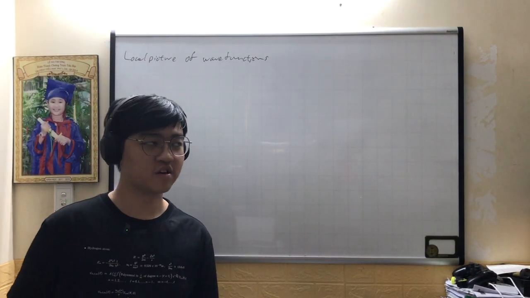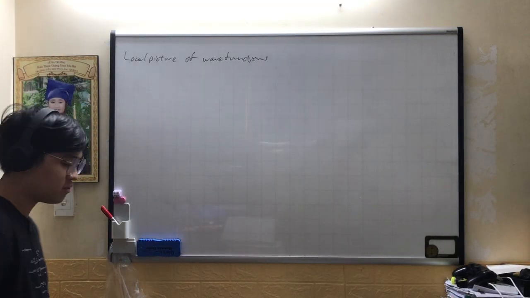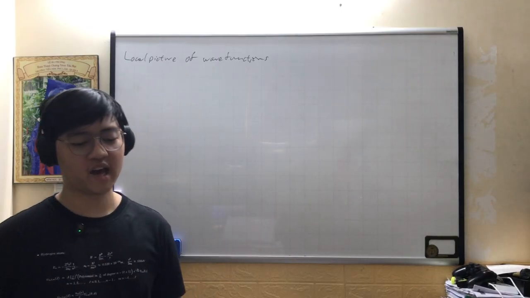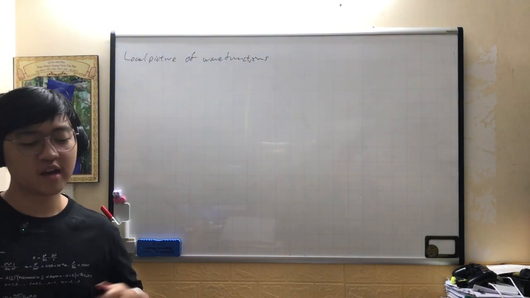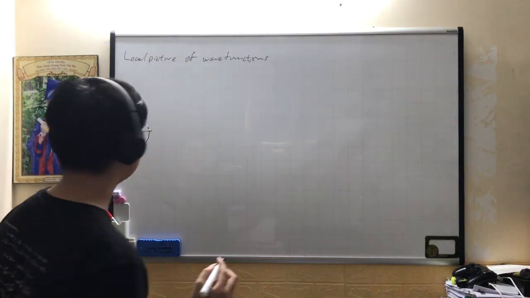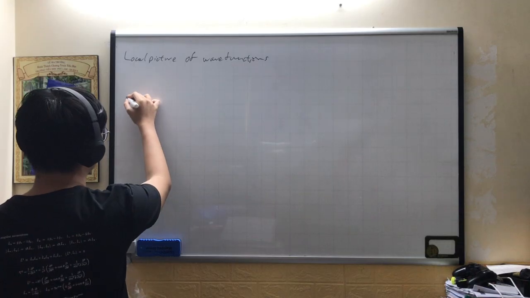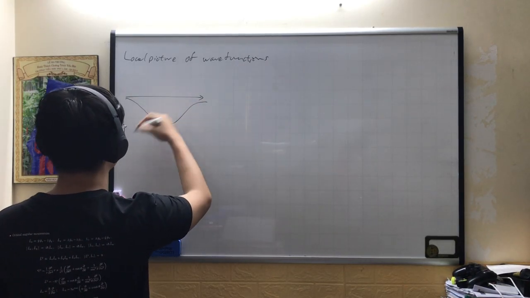Today we're gonna continue with the local picture of wave functions and we're gonna move on to the drawing parts. We're gonna take a look at a generic potential and we're gonna try to plot the energy eigenstates on it. Okay, so now I'll have a potential, something like this.